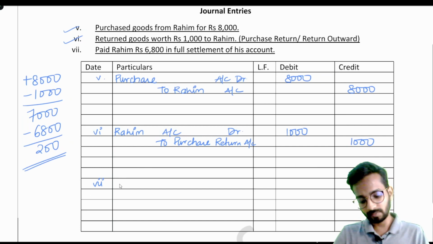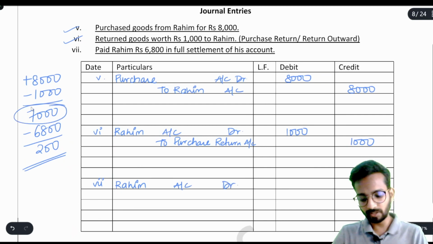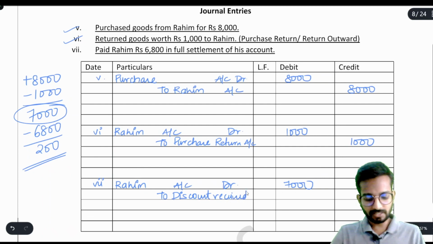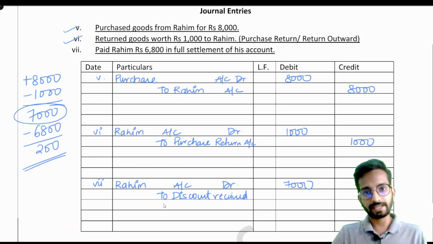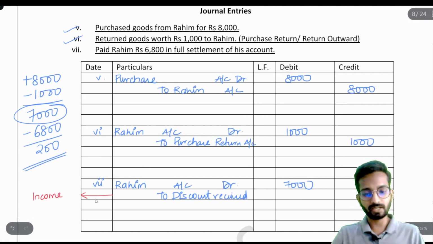So remember one thing, I am paying, Rahim account debit. What was the balance we were supposed to pay to him? 7000. Did he give us any discount? Yes sir, he gave us the discount. So to discount received. Sir, if we are receiving any discount, why are we crediting it? Because we already learned that whatever is income is always credited. So discount received is income, and that's why we are crediting the discount received account.